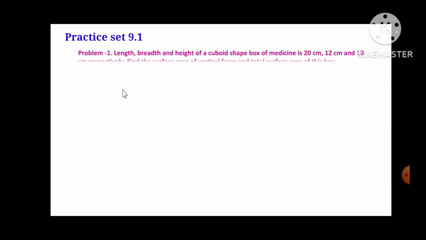Friends, let us now start with practice set 9.1. Problem number 1. Length, breadth and height of a cuboid shape box are 20 cm, 12 cm and 10 cm respectively. Find the surface area of vertical faces and total surface area of the box.